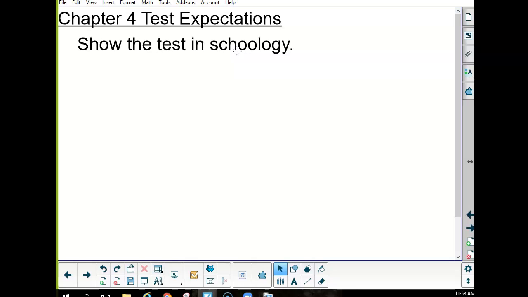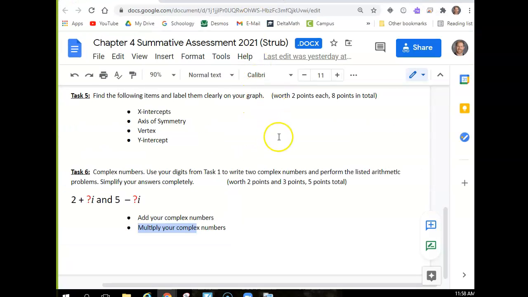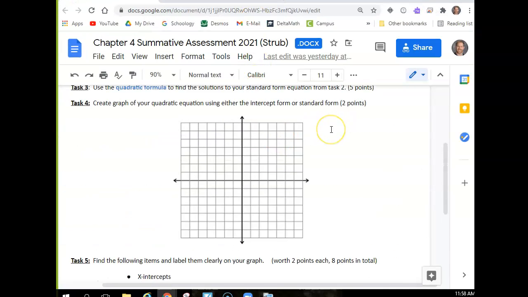So I handed a hard copy out to anybody who is present in class today. If you're in class tomorrow at all, and you want to stop by my room to pick one up, you can. Otherwise, there is a link, and I'll show you where that's at on Schoology. But let me show you the test first, just so everybody understands what we're looking at.